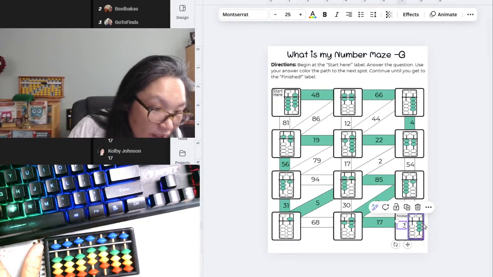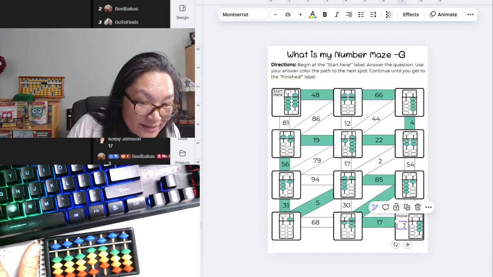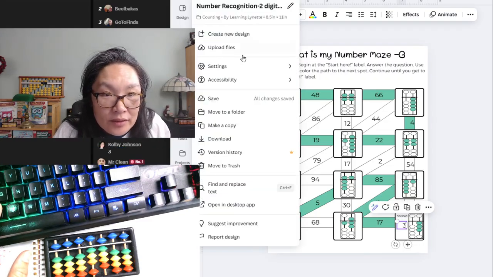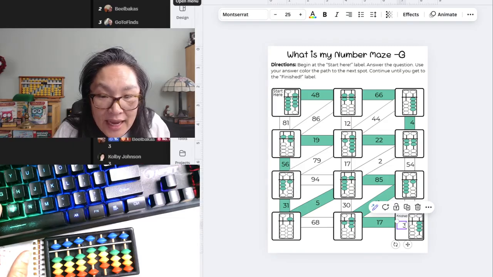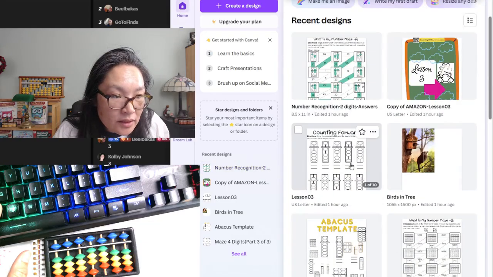So this is G. I made 26. So there's 21, 19 left. So that's that one. And then I made another one. Let me see if I can find it. Hey, Bree. So we did.